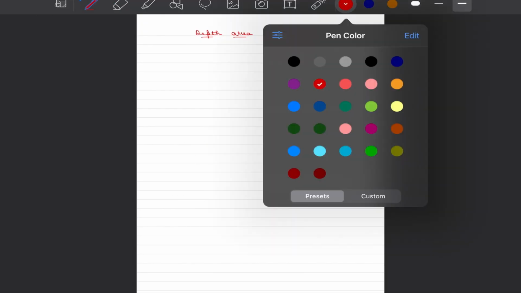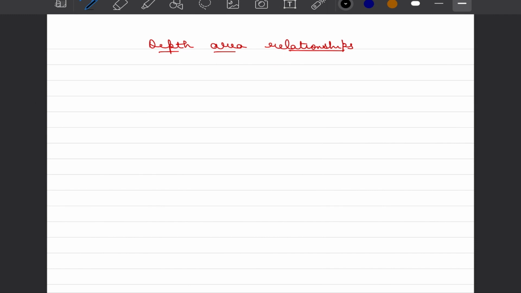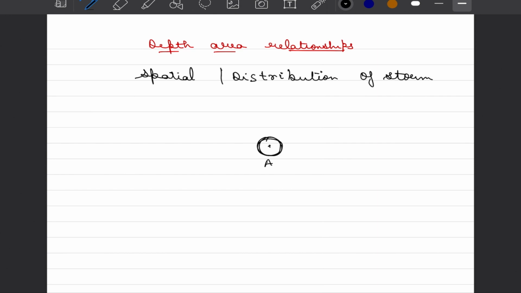Dear students, in the last video we looked into the isohyetal method, and we will extend this isohyetal method to develop depth area relationships. In hydrology, depth area relationships are typically used to understand the spatial or areal distribution characteristics of the storm under consideration.